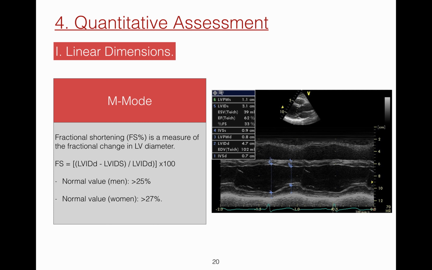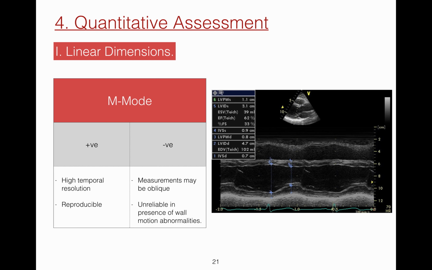Once measurements have been made with the calipers, the ultrasound machine calculates the fractional shortening using the equation on this slide. M-mode has high temporal resolution, and if this measurement is performed carefully, it's highly reproducible. A major disadvantage of M-mode is that the measurement may be made at an oblique angle to the long axis of the LV, and if so, systolic function is underestimated.